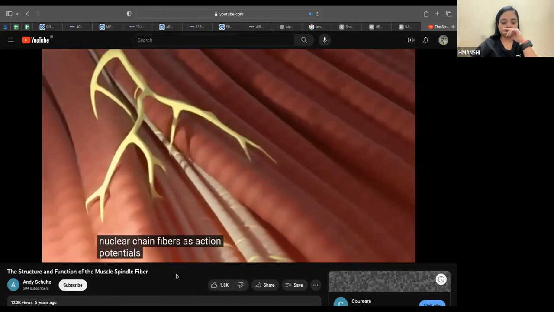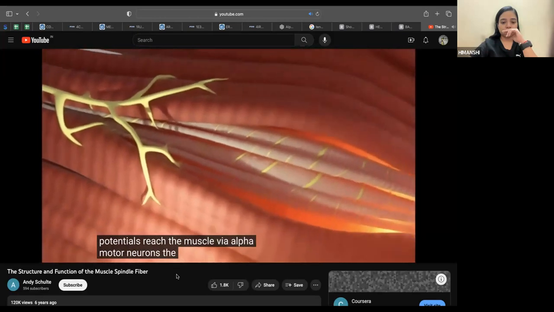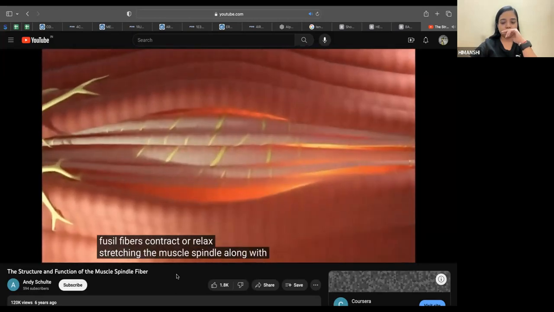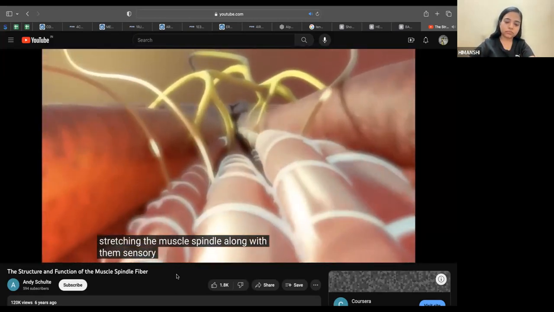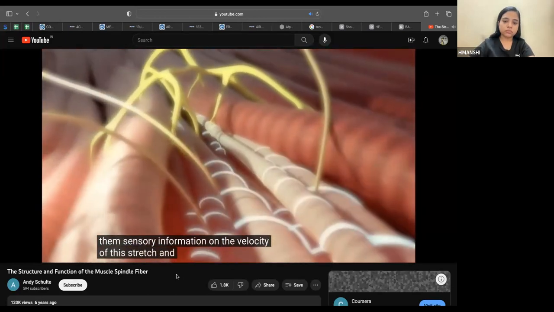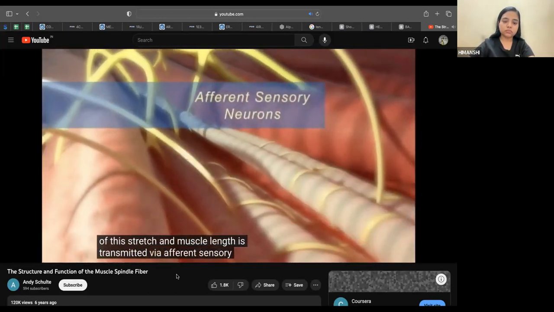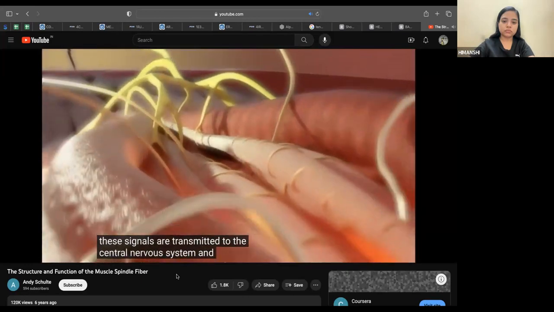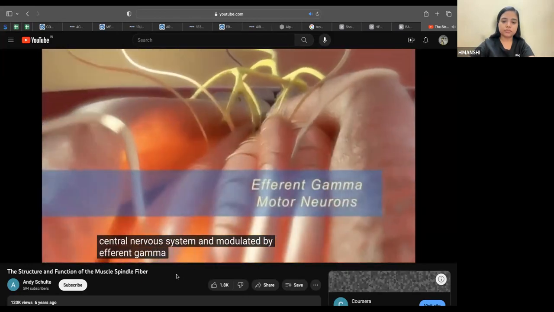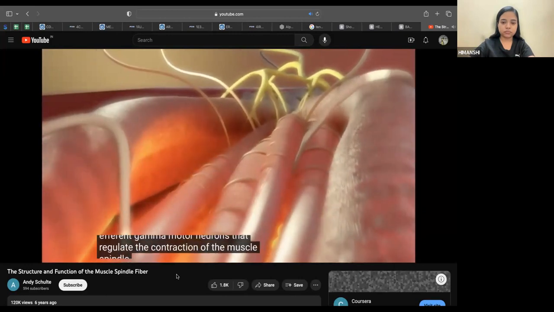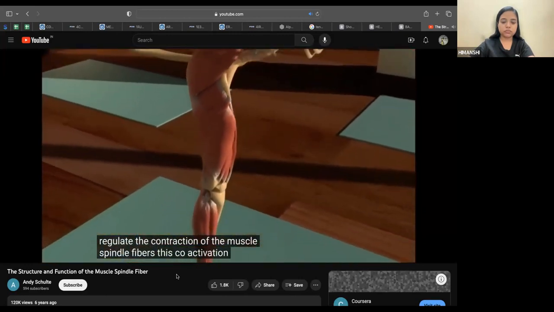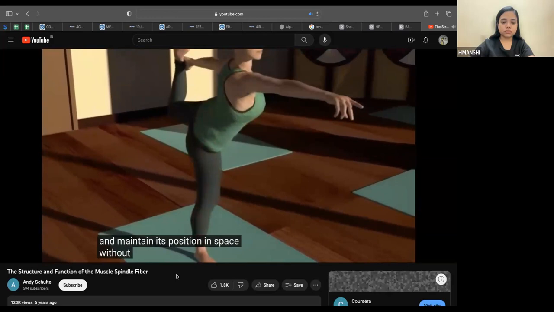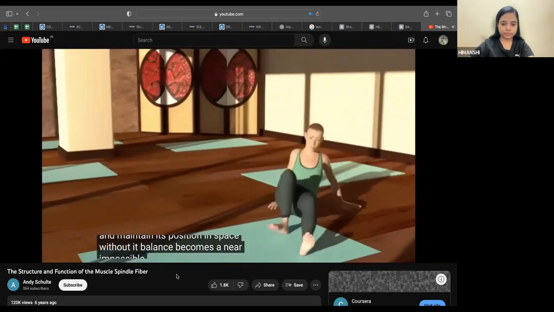As action potentials reach the muscle via alpha motor neurons, the surrounding extrafusal fibers contract or relax, stretching the muscle spindle along with them. Sensory information on the velocity of this stretch and muscle length is transmitted via afferent sensory neurons. These signals are transmitted to the central nervous system and modulated by efferent gamma motor neurons that regulate the contraction of the muscle spindle fibers. This coactivation of muscle fibers allows the body to sense and maintain its position in space. Without it, balance becomes a near impossible task.